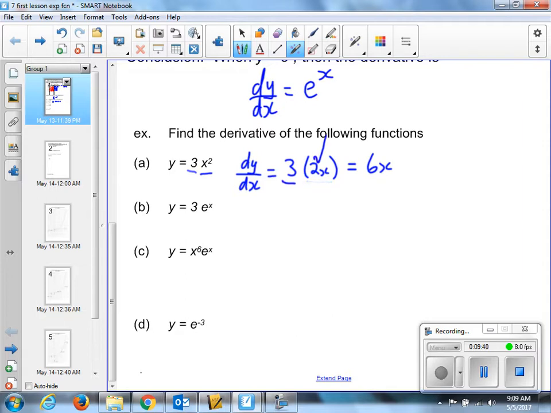So what if I had 3 times e to the x? 3 times some function is 3 times the derivative of that function, right? It's going to be 3 times e to the x. 3 e to the x. Not too shabby. How about this next one? Uh-oh. We got some rules now.